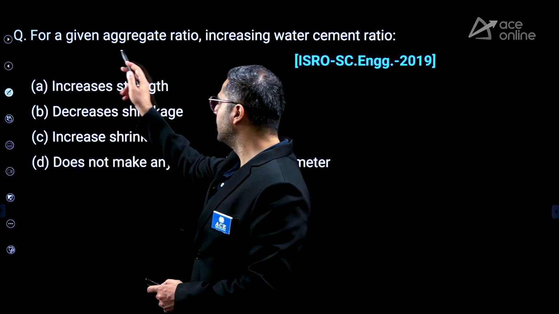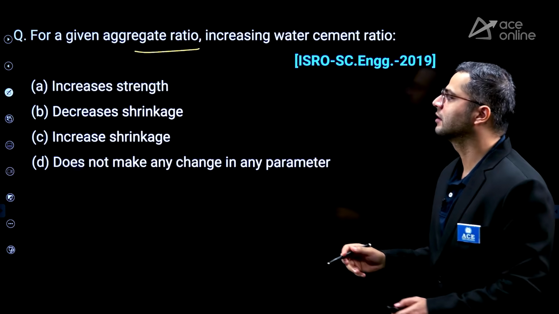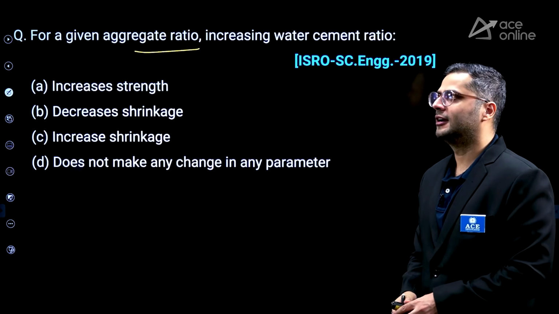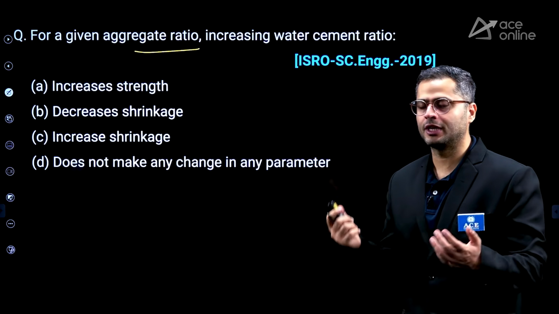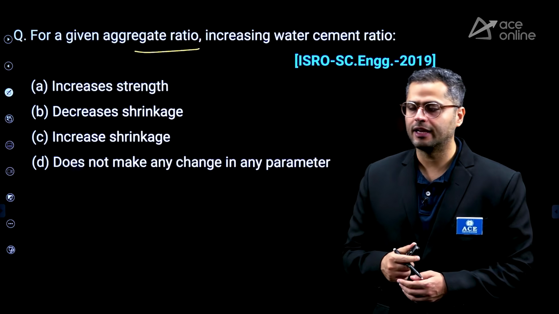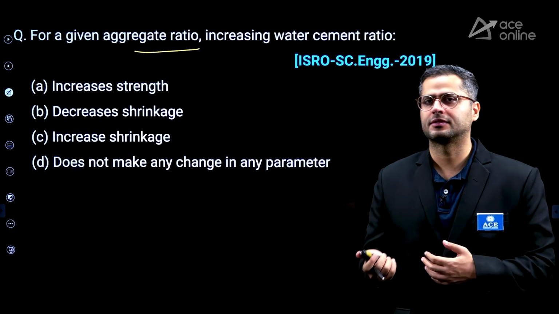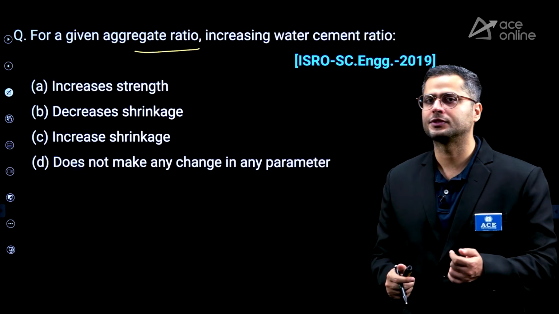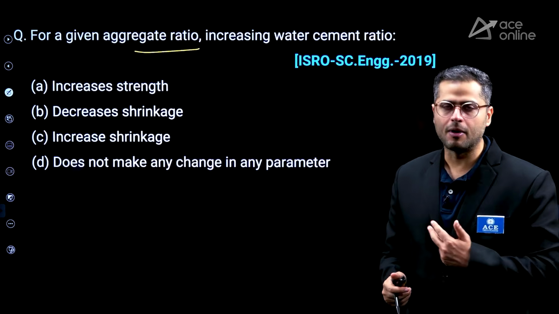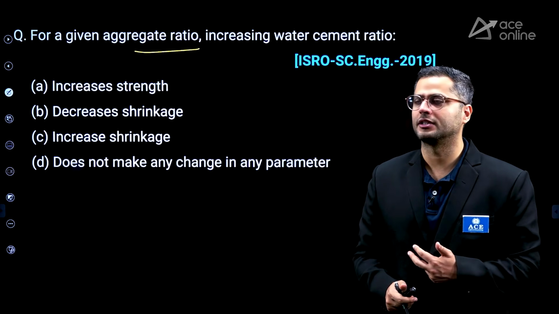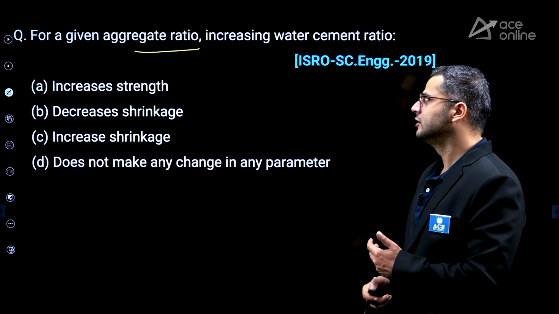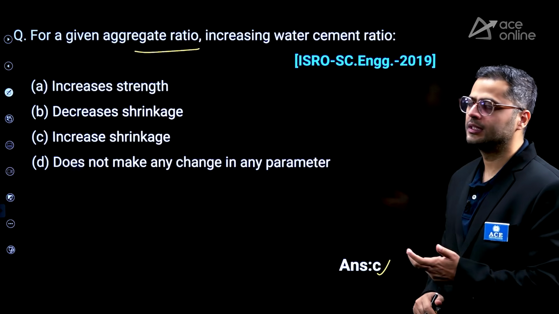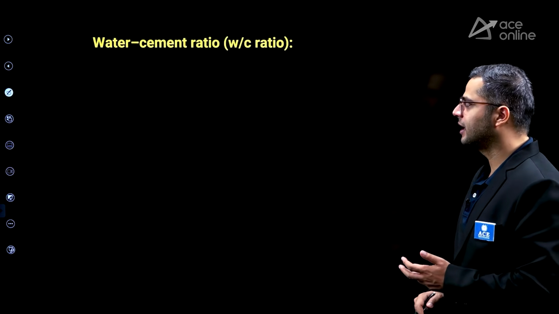Apart from that, for a given aggregate ratio, increasing the water cement ratio would lead to what? Water cement ratio is very crucial for us. We do not want too much increase in the water cement ratio. Increasing the water cement ratio can help us with workability to some extent, but there is a huge problem of shrinkage and loss of strength which can come along with it. So we have to keep this in mind. Increasing the water cement ratio actually increases shrinkage. That shall be the problem for us, right?